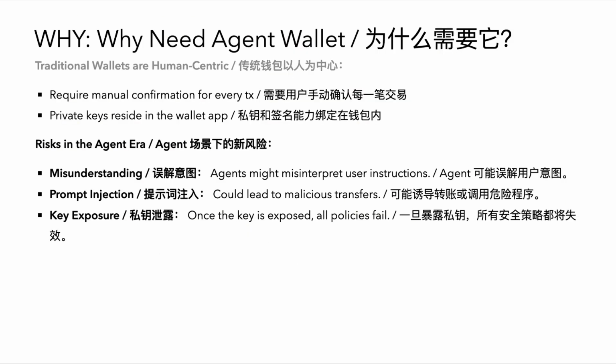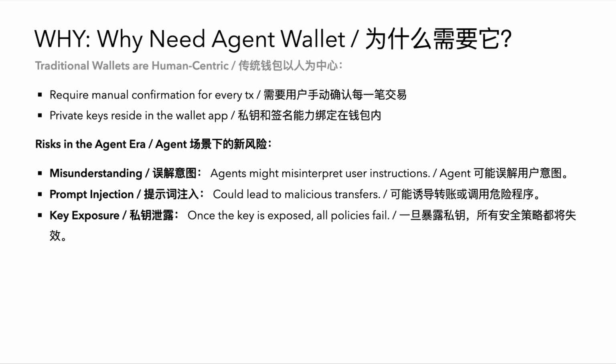Traditional wallets are designed for humans. In a normal wallet flow, the user manually confirms each transaction, the wallet app holds the signing capability, and the human acts as the final decision maker. But in the agent era, the interaction model changes. An agent may run tasks in the background, it may generate transactions automatically, it may receive complex instructions from users, websites, tools, or external data sources.